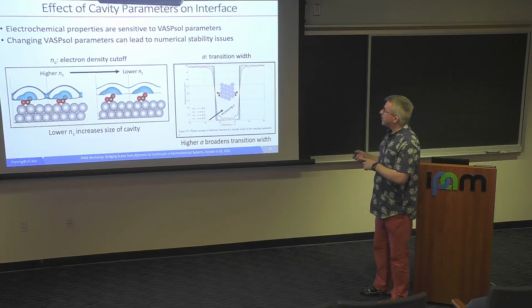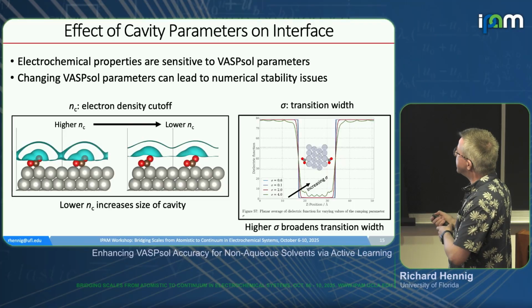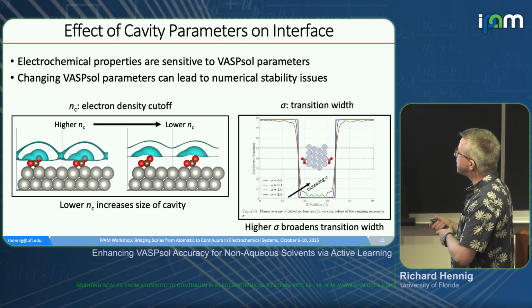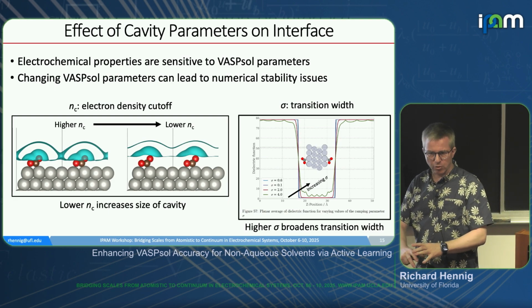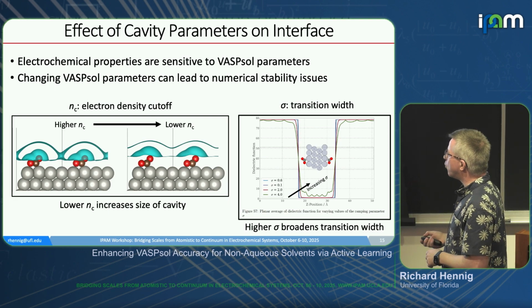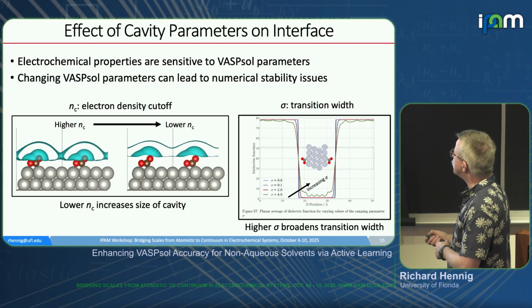I want to point out that when you actually do some electrochemical calculations with the original VASPsol model, and I think many of those hold also true to some extent for some of the other models, these parameters NC and sigma change various properties. NC changes, of course, how large your cavity is and how close the solvent molecules approach that. So when you make NC smaller, you increase the size of the cavity. So this is something that might be relevant for some application when you find that the water seems to approach regions where it really shouldn't be.